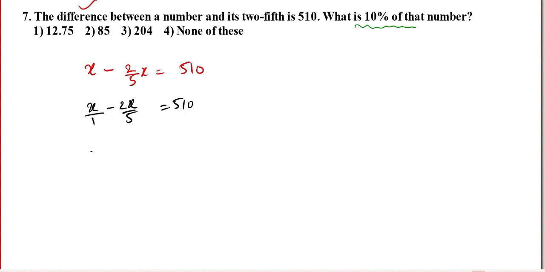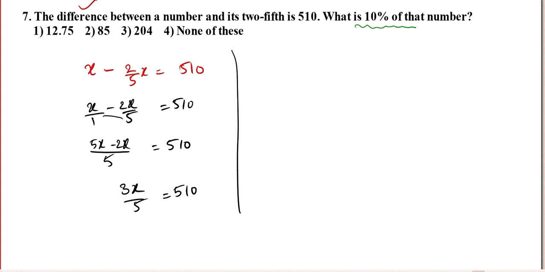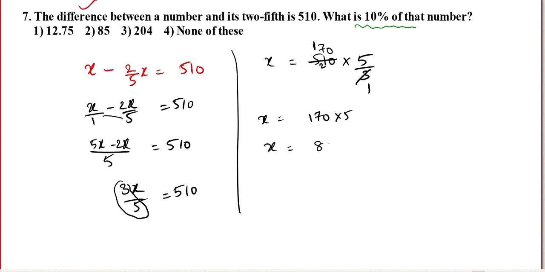I'm taking the LCM. LCM is 5, so I'm doing cross multiplication. That is 5x minus 2x is equal to 510, that is 3x by 5 is equal to 510. From this, if you want to find the x value, we need to transpose this 3 by 5. As it is a multiplier, if it is transposed to the other side, it becomes a divisor, so I should write it as a reciprocal. So 5 by 3: 3 ones are 3, 3 ones are 3, 2 left, 7 twenty-ones and 0. x is equal to 170 into 5. So x is equal to 850 that we will get.